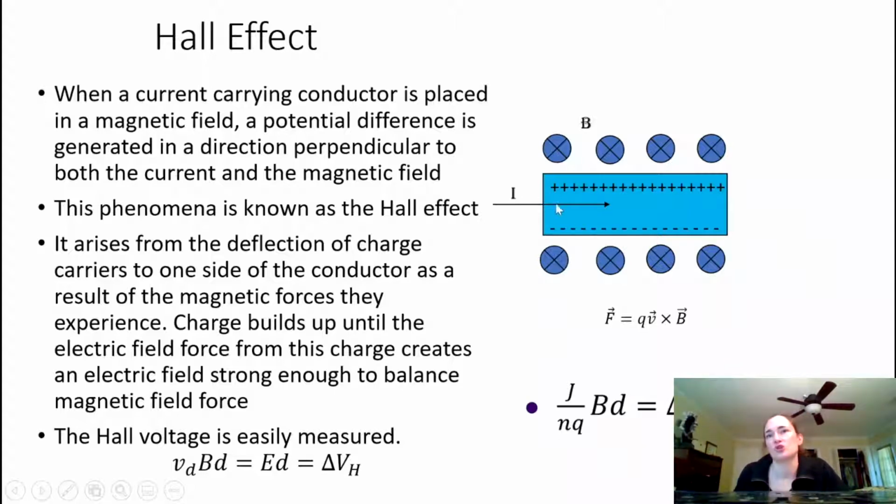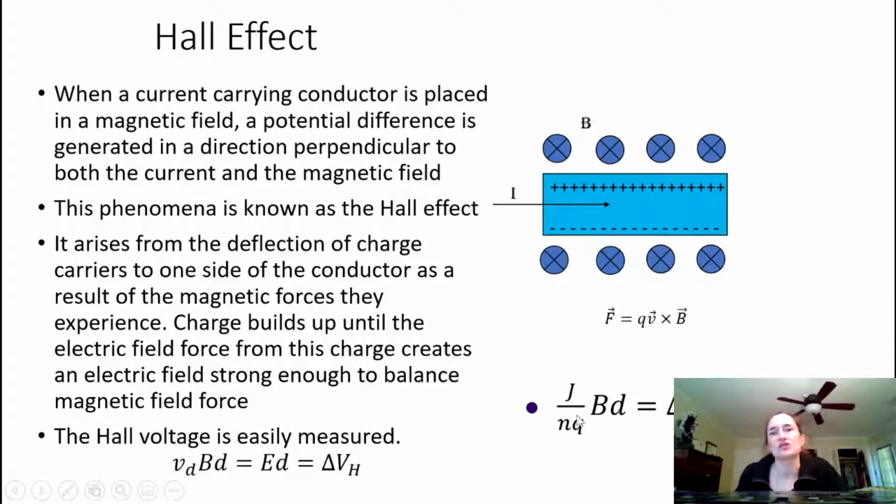So what happens is charge will build up until an equilibrium is reached. At that point, no more charges will move through undeflected. But at that point, you have a voltage that's been created within the bar, and we call that the Hall voltage. You can measure it pretty easily. The Hall voltage, which is delta V_H here, is equal to the drift velocity, or how fast your charged particles are moving due to the current, v_D, times the magnetic field B times the width of your bar, d here.